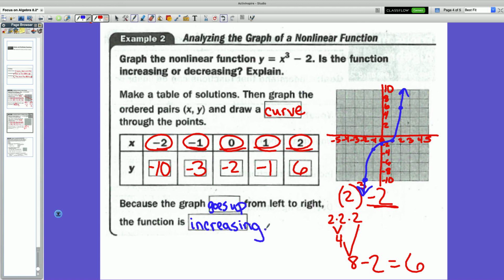All right? Again, if you have questions on this, make sure you're asking, okay? Take your notes, take your video, go to Miss B. I'm sure she can help you figure it out.